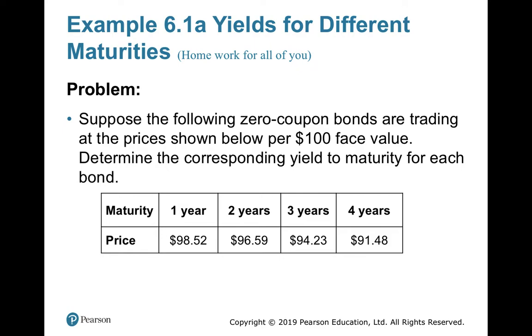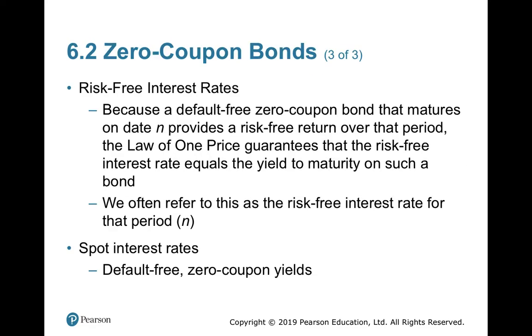1 year, 2 year, 3 year and 4 year. Formula is the same: face value divided by price to the power 1 by n, minus 1. For example, the 4 year bond's value will be 100 divided by 91.48 to the power 1 by 4, minus 1. This is the way you calculate it. Any problem you face, let me know in the next class.